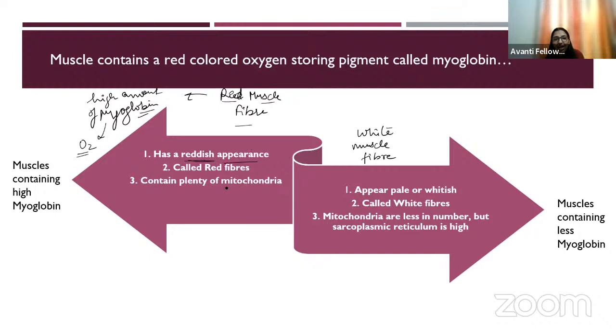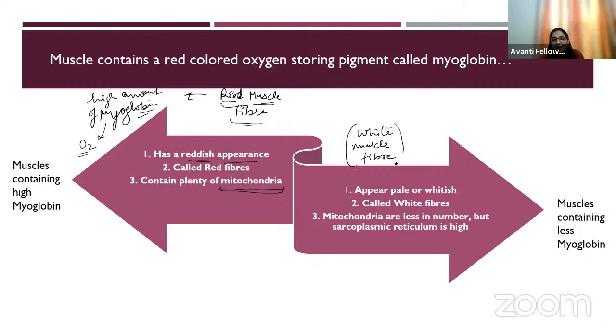They also have a large amount of mitochondria. Remember this, the red muscle fibers have a large amount of mitochondria, and they have more myoglobin. So if there is more myoglobin, there will be more oxygen. So mitochondria will perform aerobic respiration and produce a large amount of ATP. So the muscles which have this red muscle fiber do not show fatigue easily, like our extensive back muscles, they do not fatigue very easily.